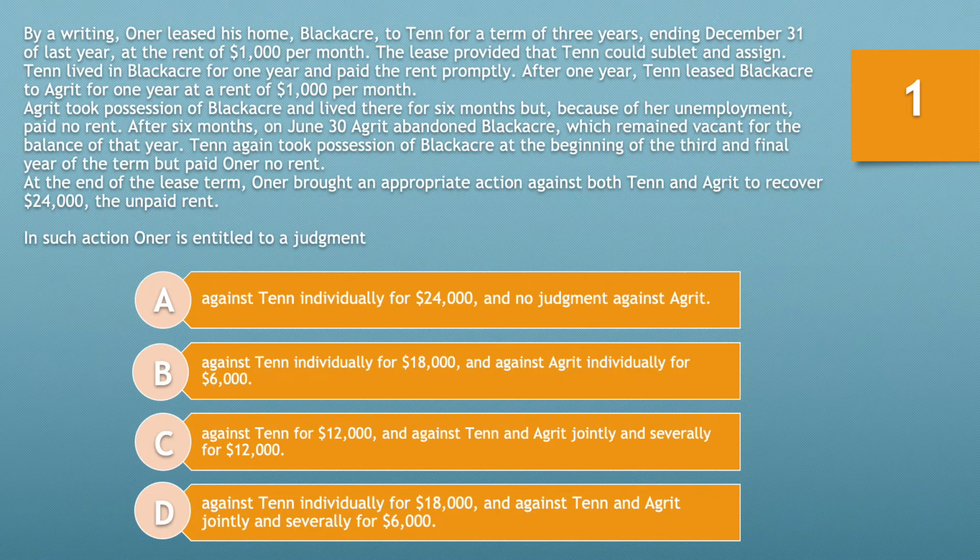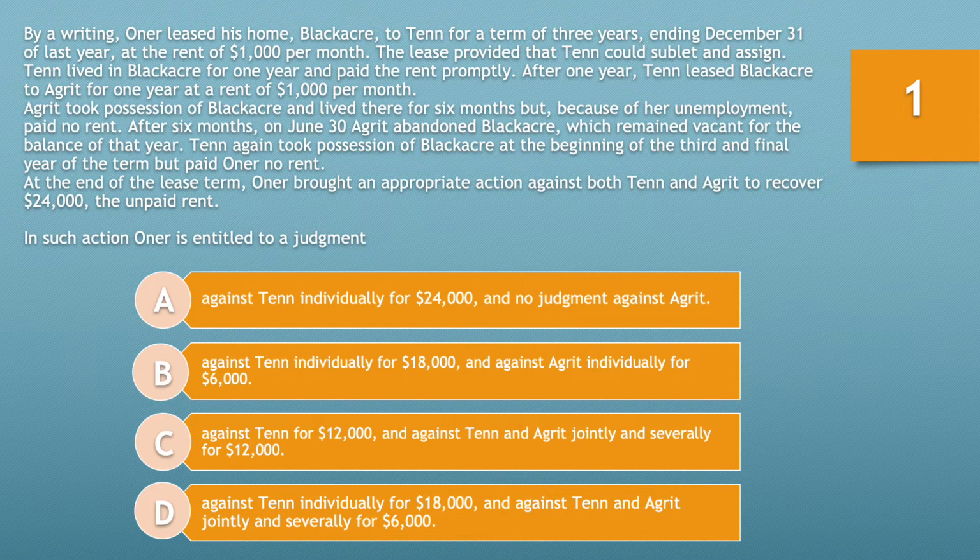Question number 1. By a writing, owner leased his home, Blackacre, to 10 for a term of 3 years, ending December 31st of last year, at the rent of $1,000 per month. The lease provided that 10 could sublet and assign. 10 lived in Blackacre for 1 year and paid the rent promptly. After 1 year, 10 leased Blackacre to Agrit for 1 year at a rent of $1,000 per month.